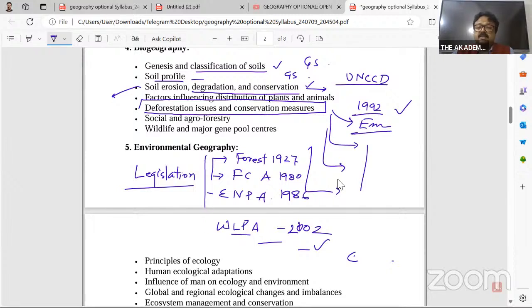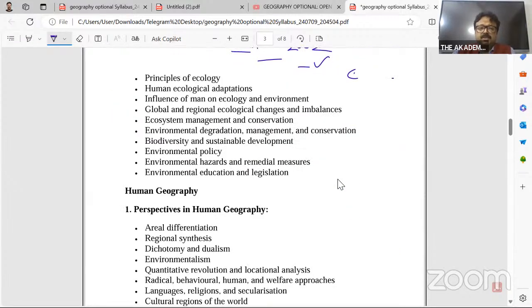So all these legislations which are part of your environment and ecology in your GS are an intrinsic part of your biogeography in your optional. With the same extent, much more than that, we are going to cover here. Then let's come to the environmental geography. So try to see the principles of ecology.